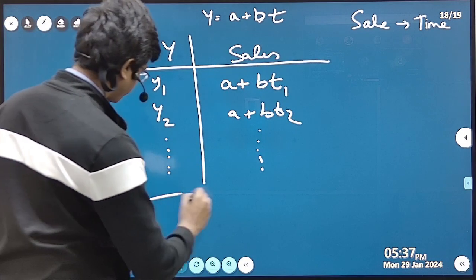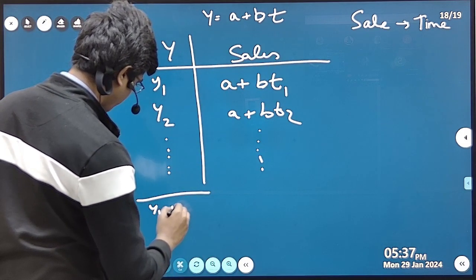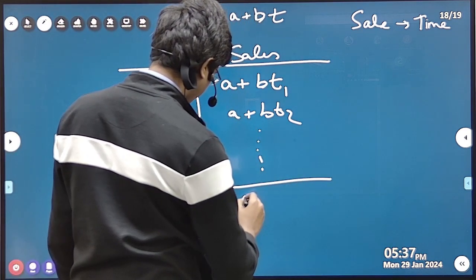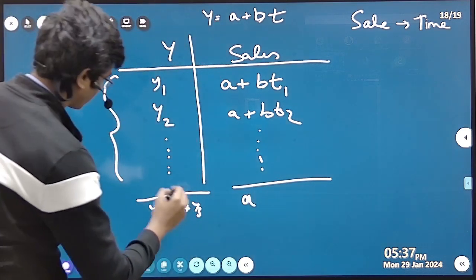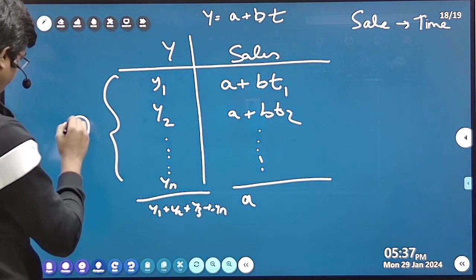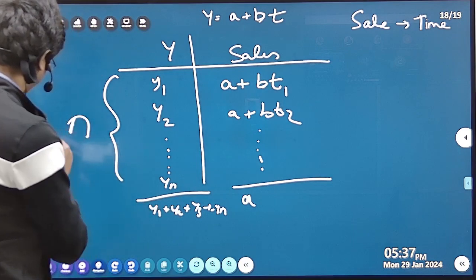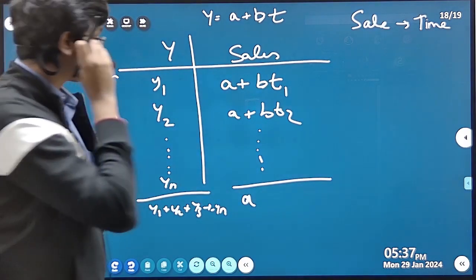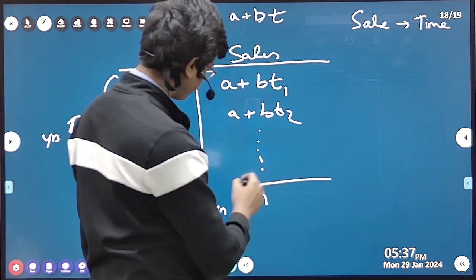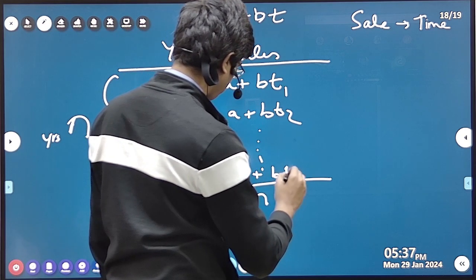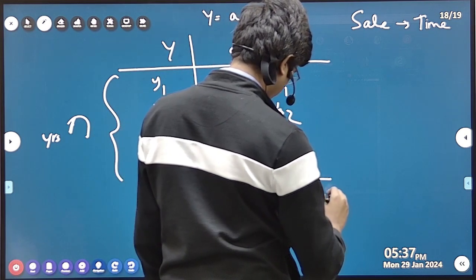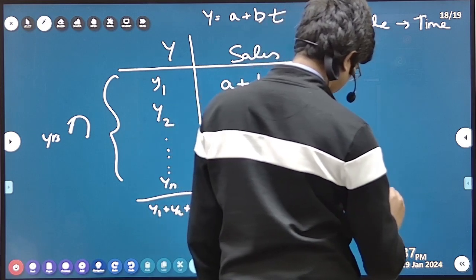So if you sum this, this will be y1 plus y2 plus y3 and so on, up to yn, n number of items, right? N number of, you can say, years, right? Then you will have a into n, because you'll have a 1 2 3 n times, right? Again b into t1 plus t2 so on to tn.